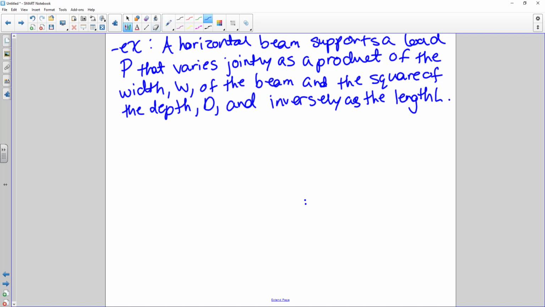If we think about this for a second, it kind of makes sense. A beam, if it's wider and deeper, it can handle more load. But the longer it gets, the less it should be able to support. The longer the beam, without supports under it, the less the load it could handle. So that's why it's inversely as L.